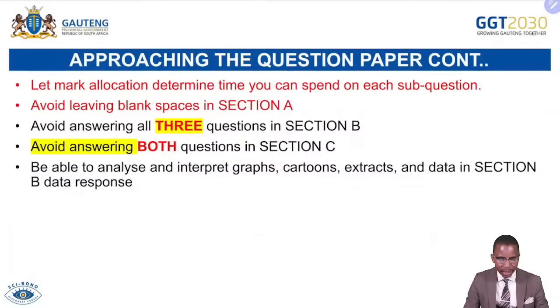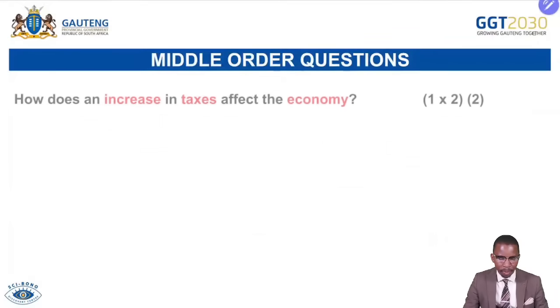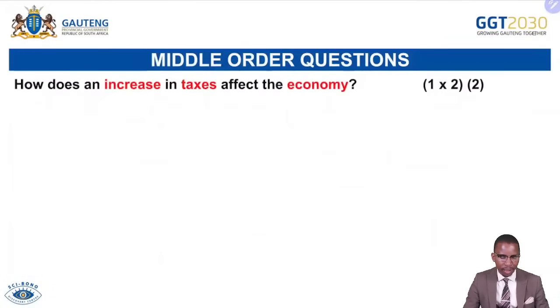Be able to analyze and interpret graphs, cartoons, extracts, and data in section B, data response. It is important that you interact with the data response before you go to the questions. Given data, try to read with understanding and highlight basic information that is relevant. If you are given a cartoon or maybe a table with numbers, highlight those numbers that you think are relevant, and then contextualize it. Then you can go to the questions and try to answer them. And then this is the beginning of the practice.